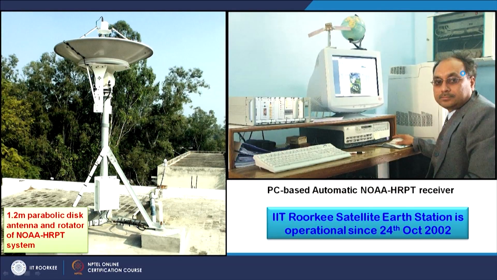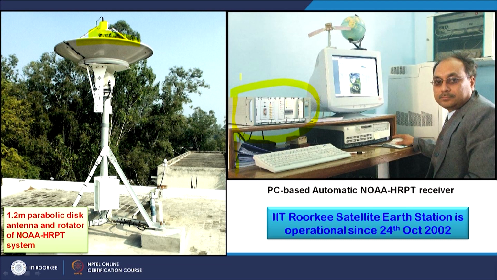So, in the next few slides I am going to cover image acquisition from satellite to the earth, for which you require a satellite earth station. This is one example of a satellite earth station for the NOAA series of satellites, which we have at IIT Roorkee and have been running since October 2002. It has two major components. One is the external component, as you are seeing, an antenna here, and the other is the internal component, which is inside a lab and is just a PC based system, and the main part here is the receiver.